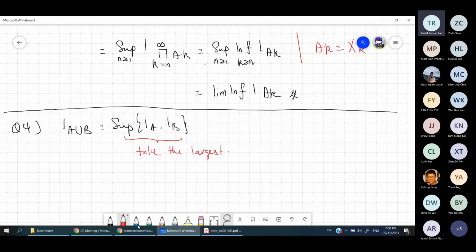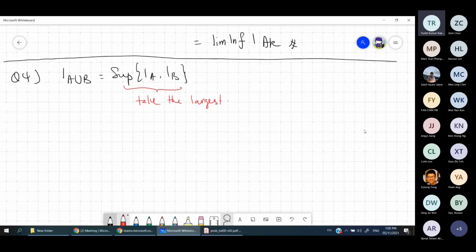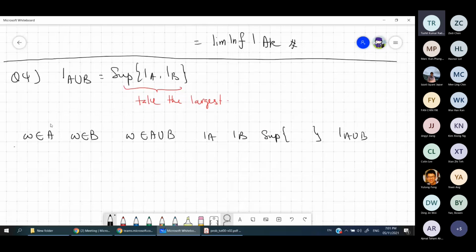Right, so what you need to know is that one of these indicator functions is an on-off function. I think it's straightforward. I discuss it over here, so for the other one, you try to do it yourself, all right? This one, you just look at four different cases: omega in A or omega in B, and after that omega in A or B. Then from here, you can see 1A, 1B, and then you take the largest one, the supremum of them, and then 1 of A or B. So you just need to construct a table like this.